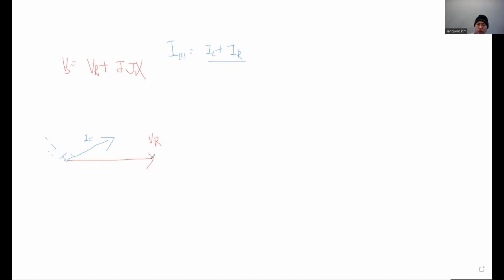So look at that, what happened from here. We add the IJX, 90 degrees preceding here, and then we add VS in black. What happened now? The sending voltage is shorter than VR. VR is here. VR has a bigger magnitude than VS. So we say this is the Ferranti effect.